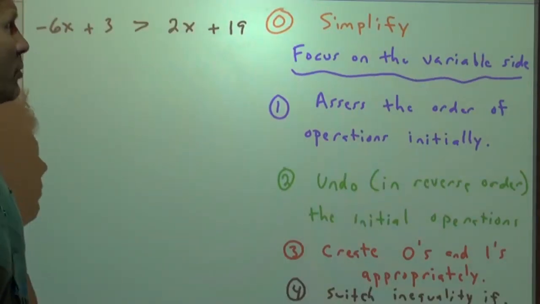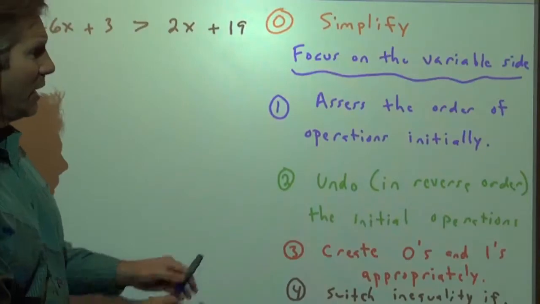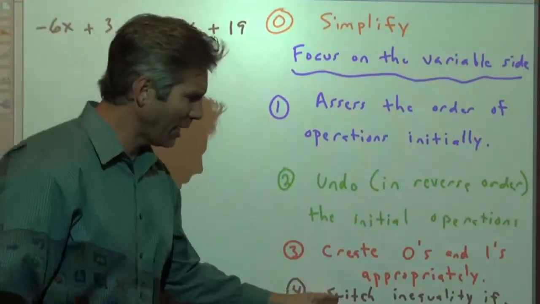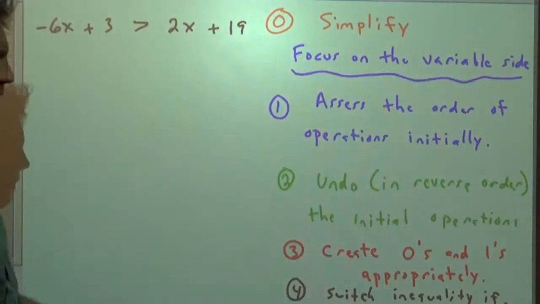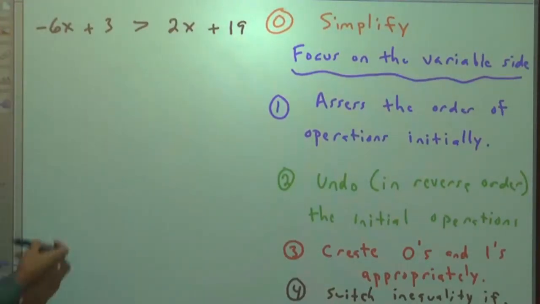Inequalities, pretty much the same as before. Simplify first, then do all these things, but keep an eye out for that situation where if you multiply or divide both sides by a negative, you end up having to switch the inequality sign.